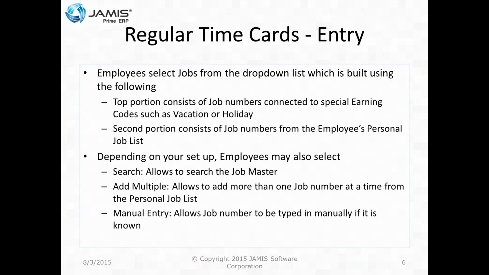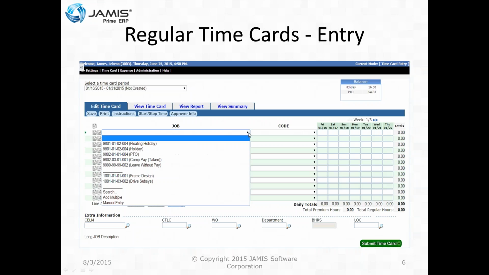Now, according to your database, the only jobs that you are going to be able to access will be the jobs that your supervisor is going to provide to you on your personal job list. Just to let you know, for those of you who are going to be the internal help desk, there are actually other options. You can allow people to search the entire job master. You can ask them to add multiple jobs, or they can manually enter things. But the decision was made up front that people are going to only be able to use the pick list that's provided to them by their supervisor.